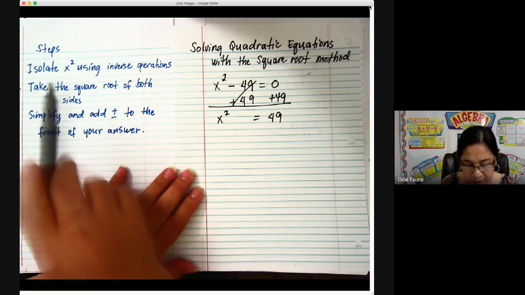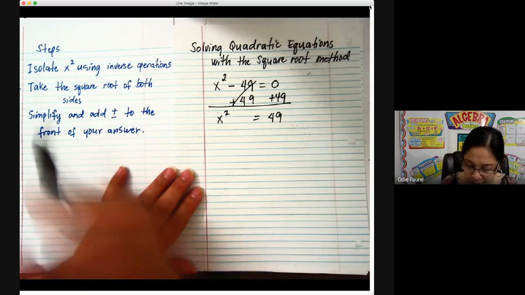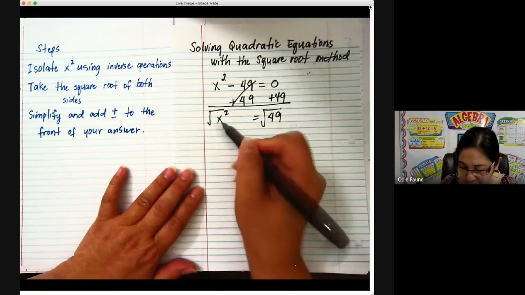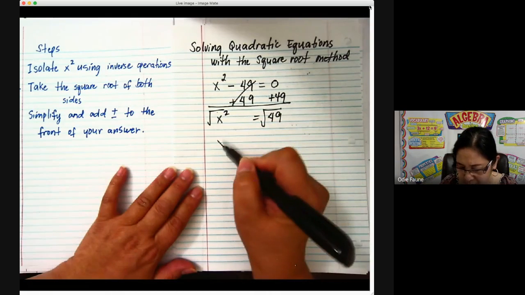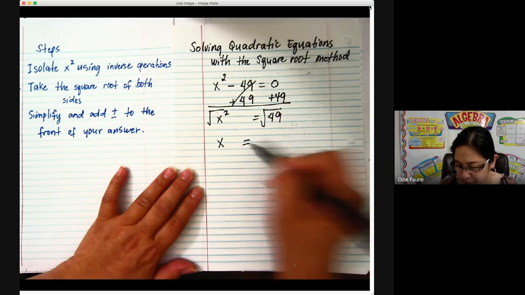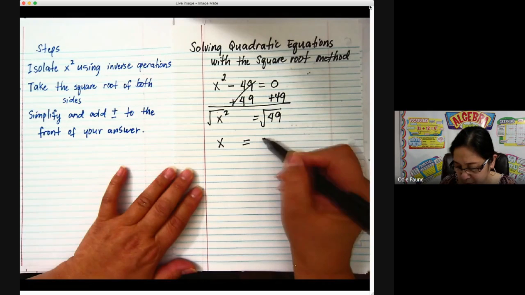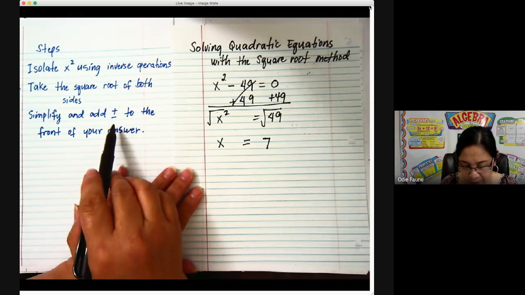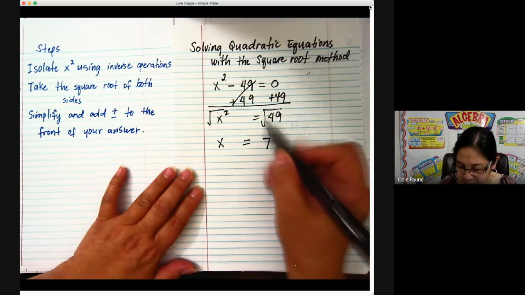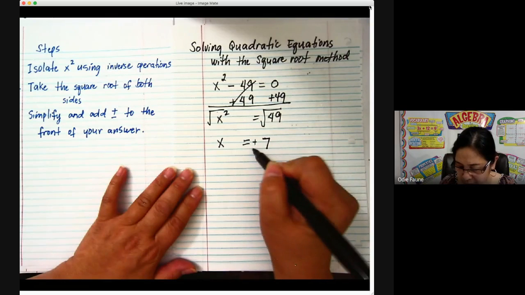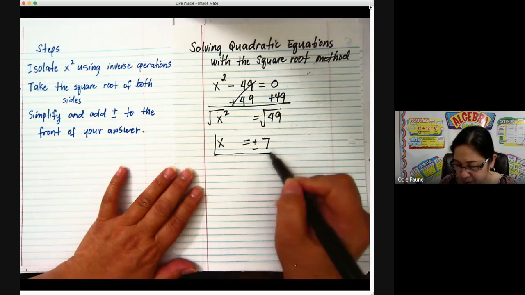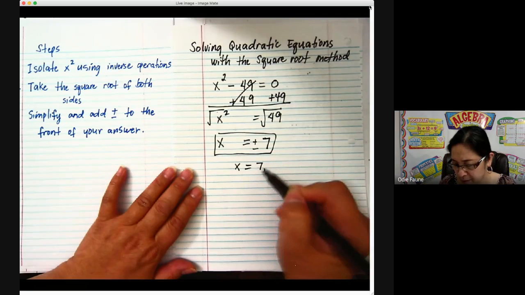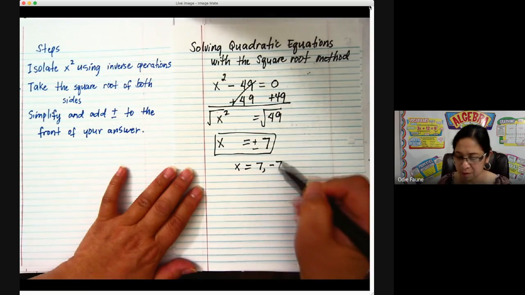Then I'm going to take the square root of both sides. The square root of x squared will be x, and the square root of 49 is 7. And then simplify and add plus or minus to the front of your answer. So I'm going to put plus and minus in front. It means that x has two values. One is positive 7, the other one is negative 7.